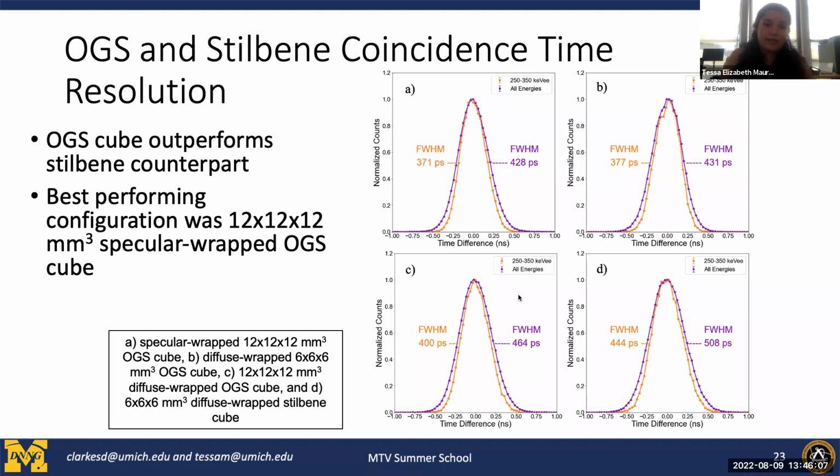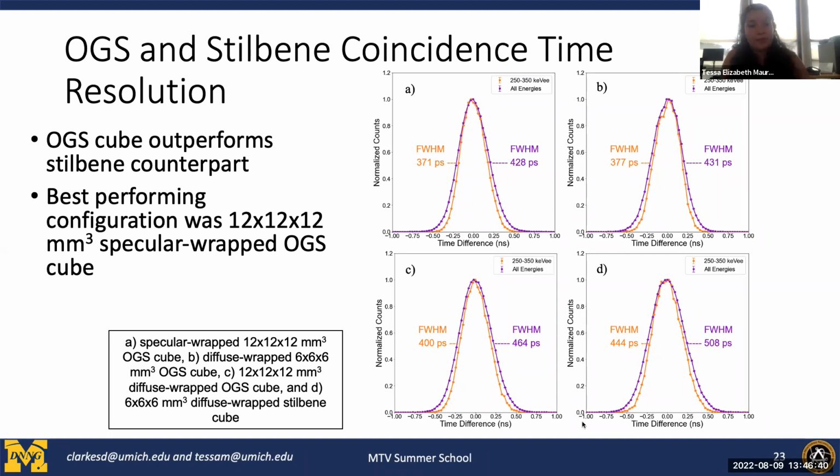And that's exactly what's shown in these different plots. It's a histogram of the time difference between the correlated events across the 2 detectors. The best performing configuration was the 12 by 12 by 12 millimeter cubed specular wrapped OGS cube. And again, as I mentioned, our OGS cube was outperforming the steel beam counterpart, or at the very least, it's very similar. That was really encouraging.